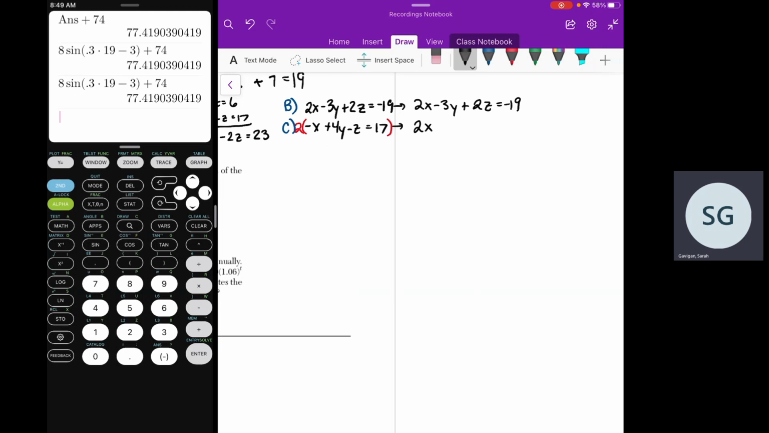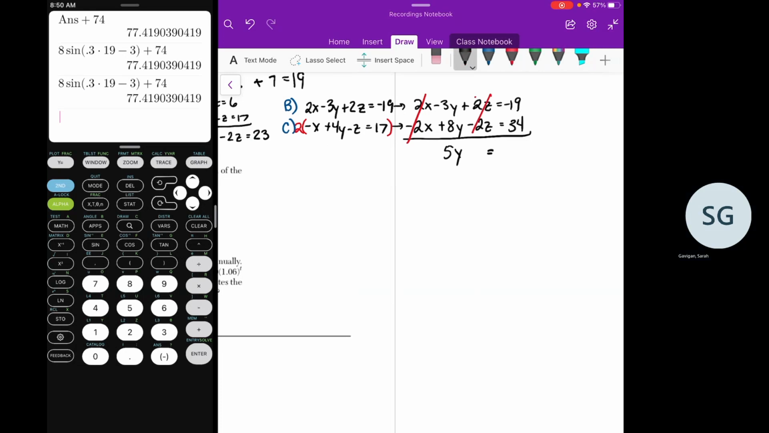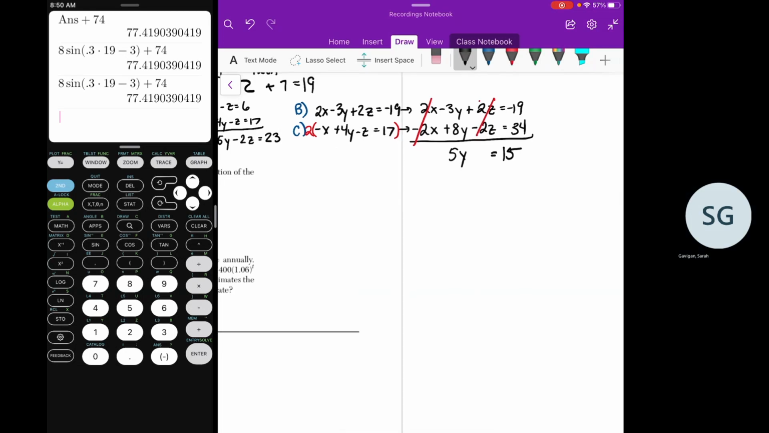And have 2x, negative 2x, plus 8y minus 2z equals 34. And so now I'll eliminate x again. This is 5y. Oh, look what happens. My z's go away too. That's interesting. So 34 and negative 19 is 15. So I accidentally just solved for y, which is nice. So I have one answer.